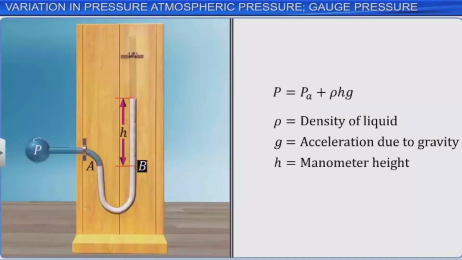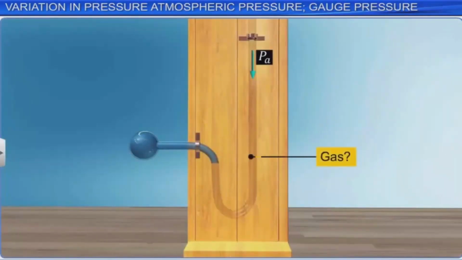Here, the gauge pressure P minus PA is equal to rho Hg. Why is gas not used in a manometer? We know that the pressure is the same at 2 points on the same level on both limbs of the manometer, which contains a fluid.